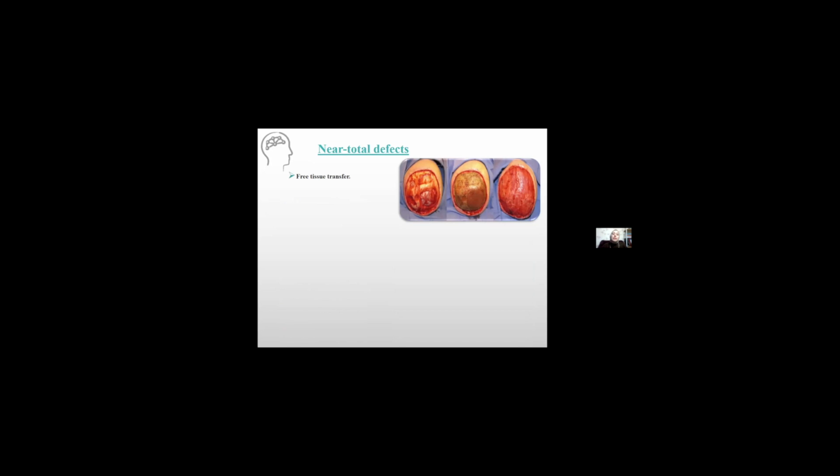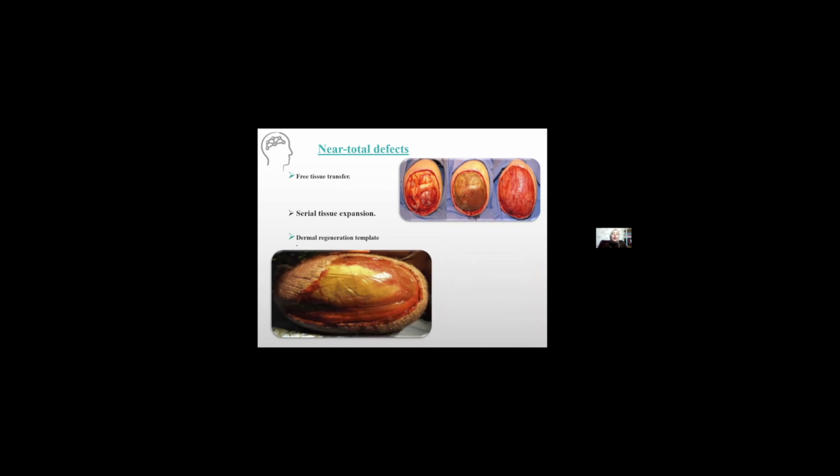Now, for the near total defect, when the defect is more than 50%, we can reconstruct it with free tissue transfer. The most used tissues are the latissimus dorsi muscle, rectus abdominis muscle, and the anterolateral thigh. The second option is serial tissue expansion, and the third one is a dermal regeneration template. It's a type of biomaterial used to reconstruct it, composed of collagen matrix covered with a thin silastic sheet.